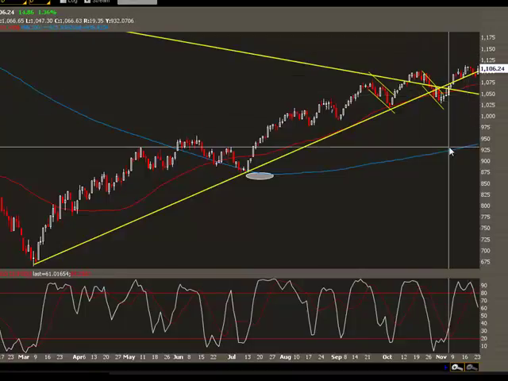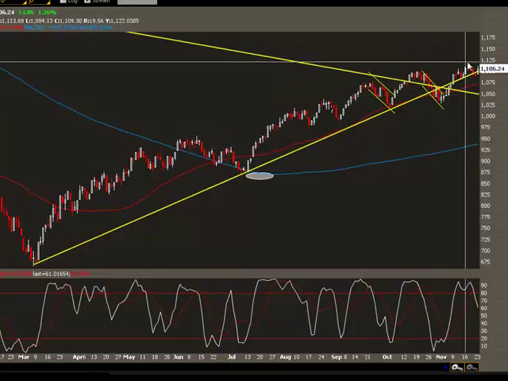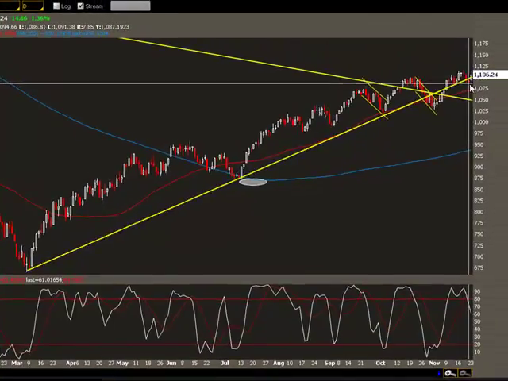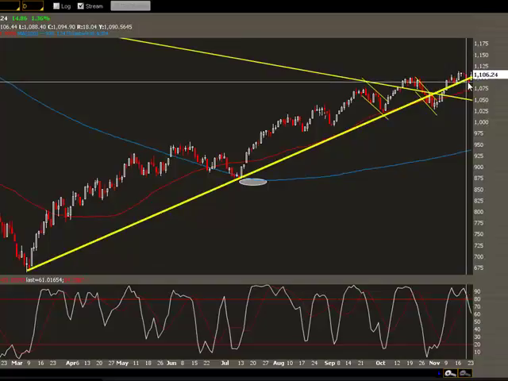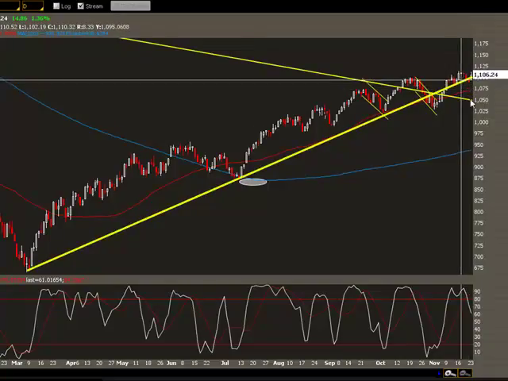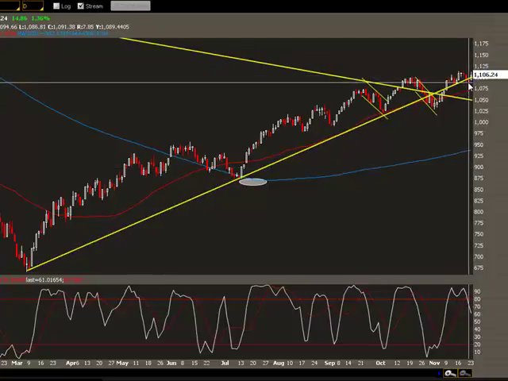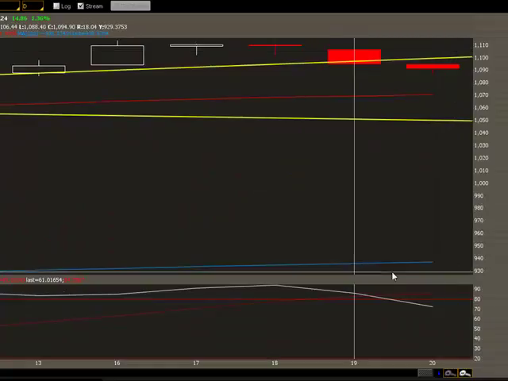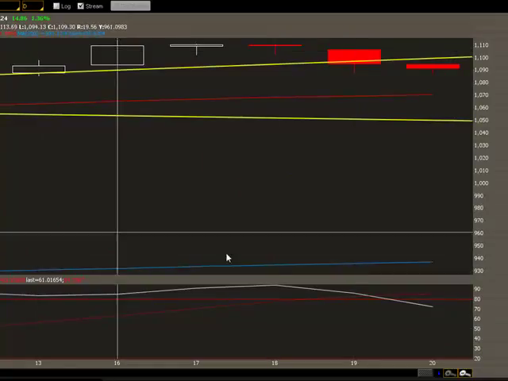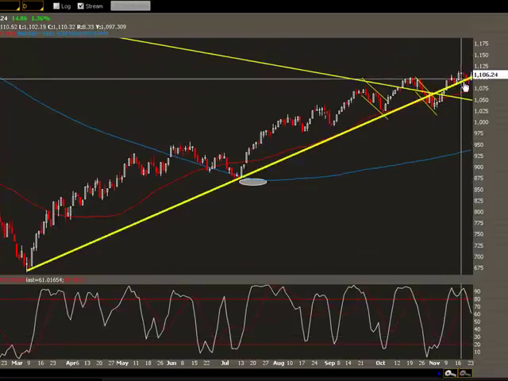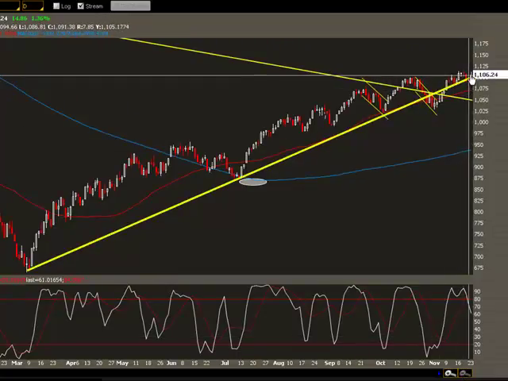SPX today came in, and on the option expiration Friday the market was down, and as a result we were below this rising trend line. Today we put in a nice beautiful white candle, and we moved up to 1106 since morning. We moved up nicely here.